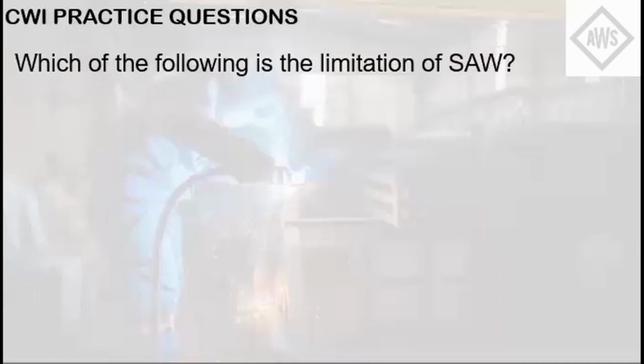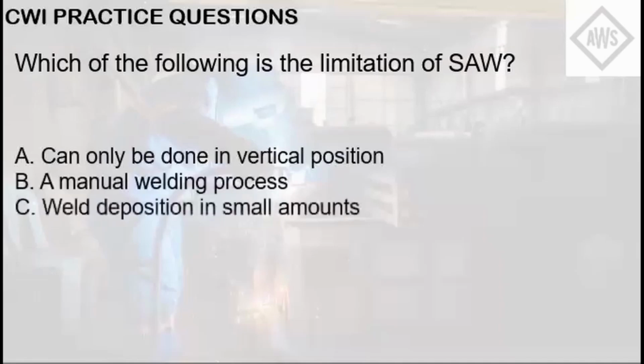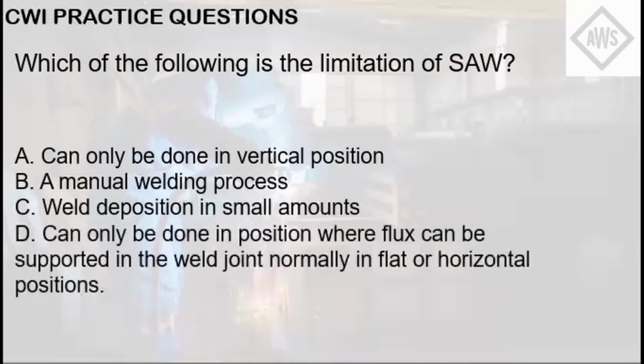Next question, which of the following is the limitation of SAW? Letter A, can only be done in vertical position. Letter B, a manual welding process. Letter C, weld deposition in small amounts. Letter D, can only be done in position where flux can be supported in the weld joint, normally in flat or horizontal positions. So in SAW, one limitation is that it cannot, I repeat, it cannot be done in vertical position. So letter A is automatically eliminated.